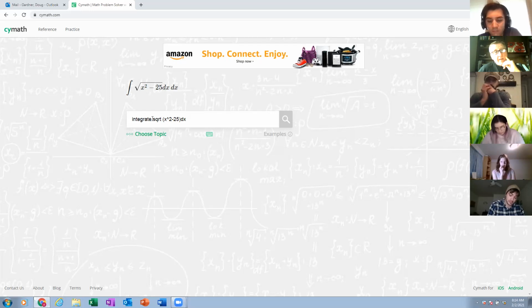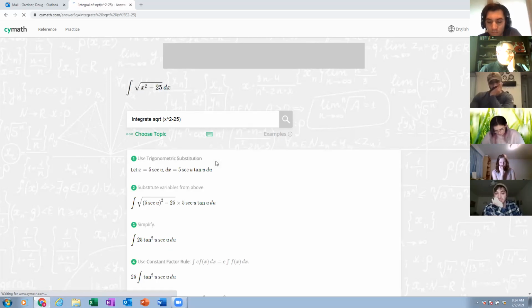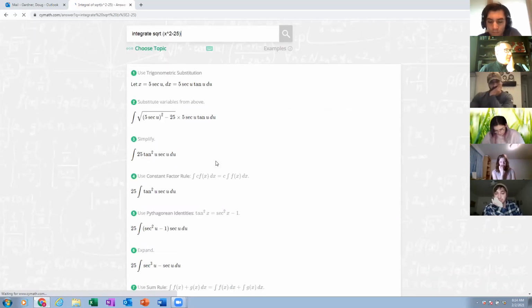But as it turns out, this question is similar to what you're doing in the sense that you have the square root of x squared minus something squared. And notice it's nice that up here it tells me this is what it thinks I typed. I see there's 2 dx's up there, so maybe I don't need that second one because it's put it in there for you. So that's cool. So hit enter. It says use trig substitution. It tells you what substitution to use. It says if x is 5 secant u.